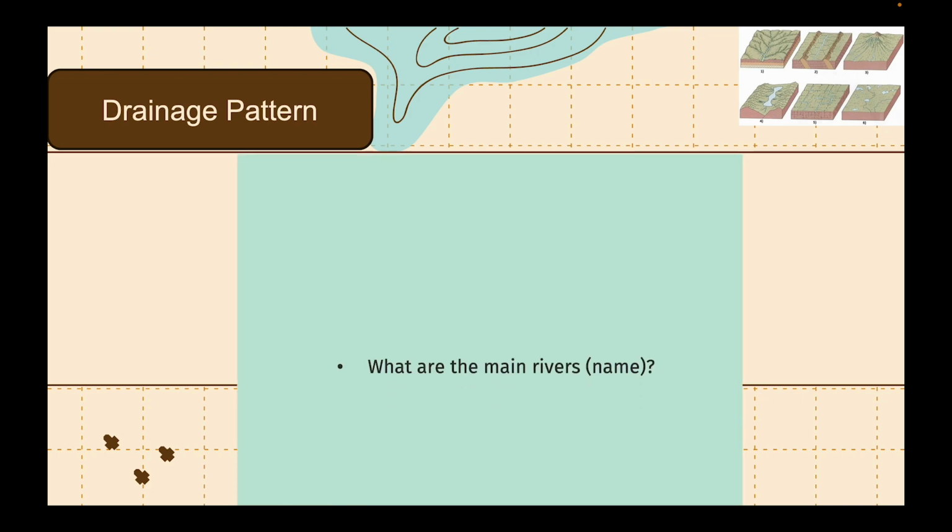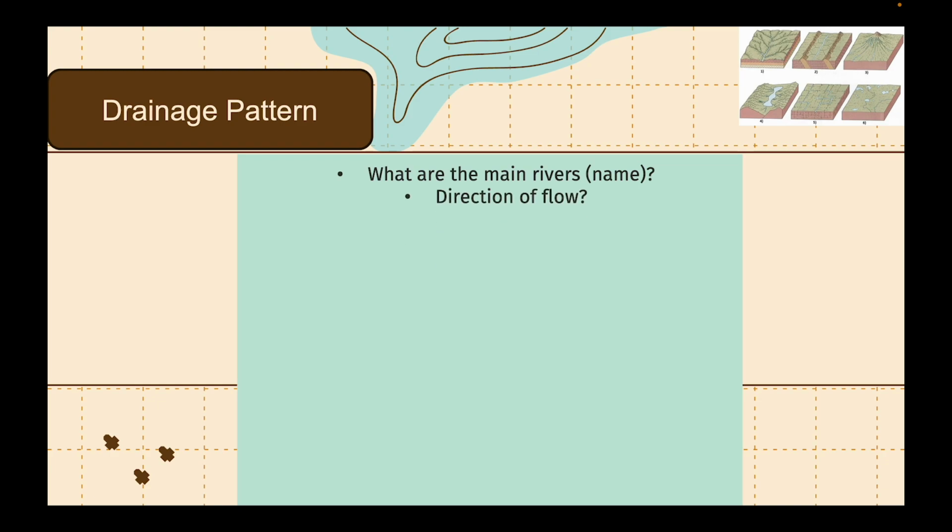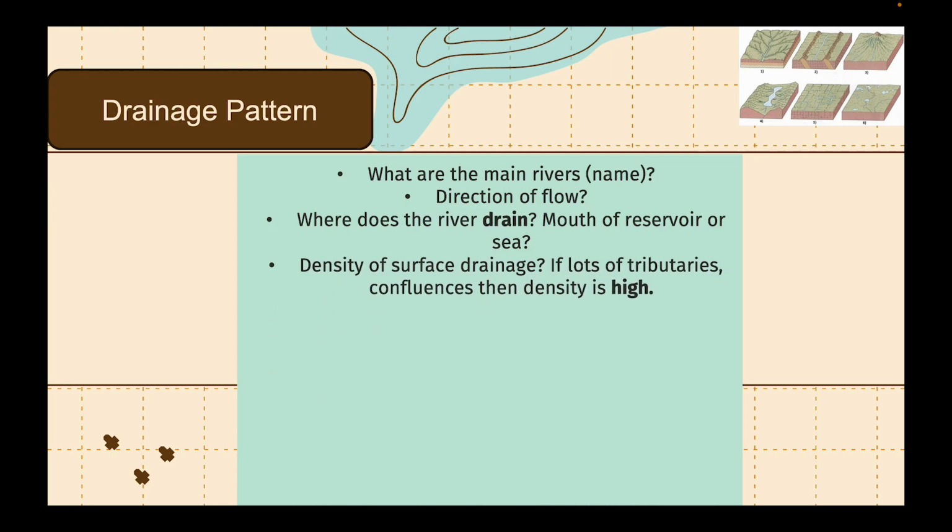So, some other aspects to consider. What are the main rivers? You have the names of these rivers, so again, use these as referencing points. Similarly to the rivers we've looked at previously, what's the overall direction of flow? And of course, this is vitally important. If it's talking about a drainage pattern or a drainage basin or system, you need to see where the river drains. This will usually be into a larger body of water, most likely a reservoir, or it could be into the sea or ocean.